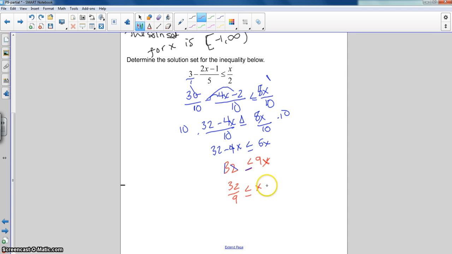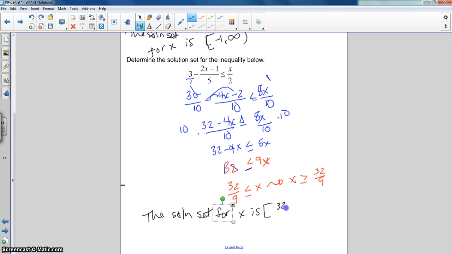And so again, I don't really like this form, so what I would do is I would write it as x and 32 over 9. Okay, this was opening towards the x, so now it's x is greater than or equal to 32 ninths. And if it helps you to put this on a number line, feel free to, but you don't have to. And so my answer would be the solution set for x is, and then this, again, since it's a greater than or equal to, it'll be a bracket 32 ninths to infinity.